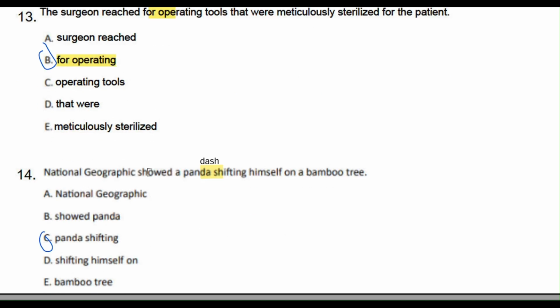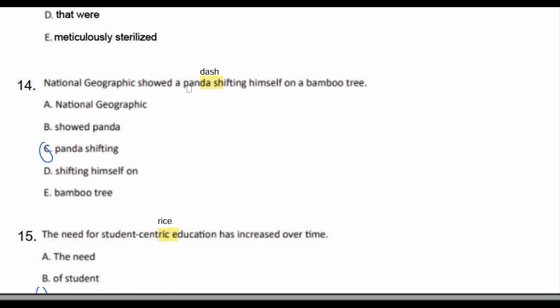Question 14. Okay, let's find those hidden words. National Geographic showed a panda shifting himself on a bamboo tree. Your choices are A, National Geographic, B, showed panda, C, panda shifting, D, shifting himself, or E, bamboo tree. The correct answer is C, panda shifting, and E, bamboo tree.